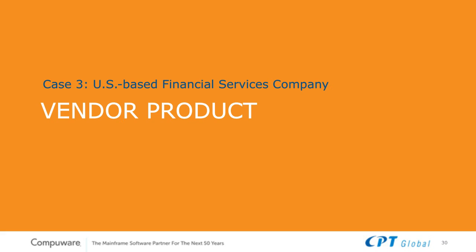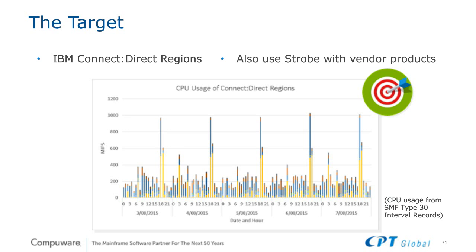So let's have a look at the third one. Now, US-based financial services company, and it's a vendor product. Let's have a look at the target. A lot of people that I see when they use Strobe is they're really using it for their own programs, and the previous two examples were that. Own programs, you've got the source, and you can actually dig down into the lines and everything like that.